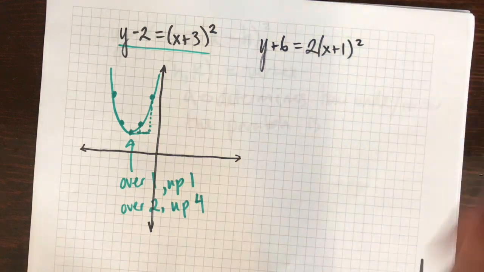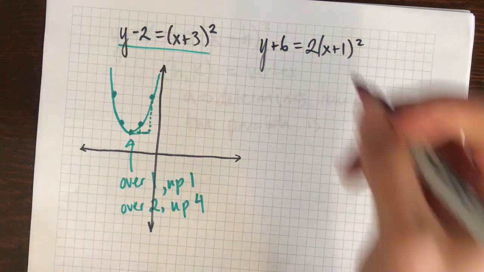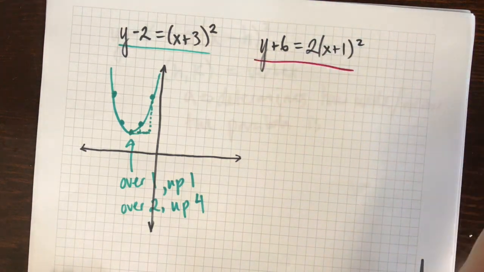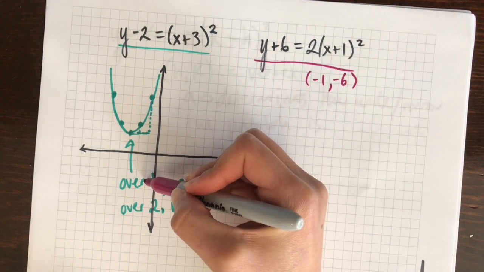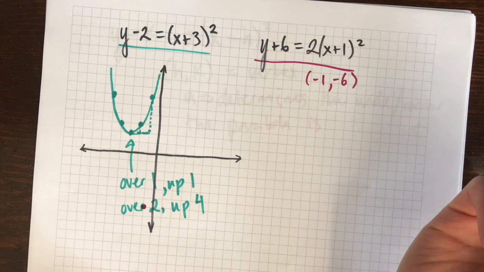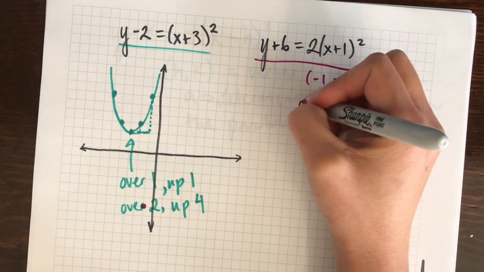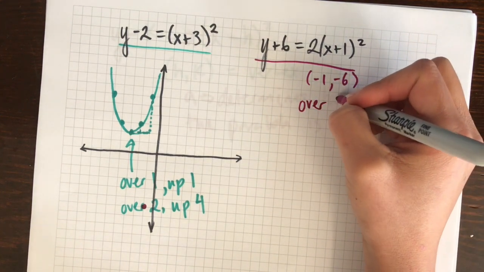So hopefully that makes sense. And this was because my a was actually equal to 1. So this is a very similar shape to the standard parabola. It's just shifted. So I'm going to graph this other parabola that has a vertex of -1, -6. Notice that I flipped the signs each time.